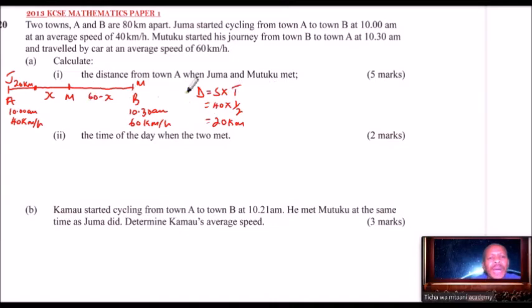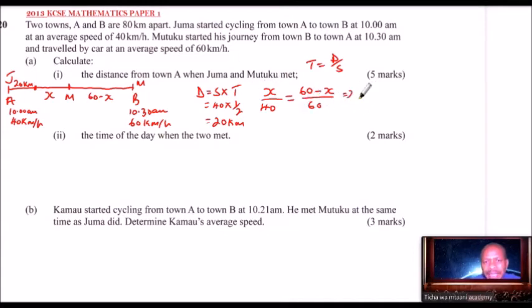So how do we get time? We normally say time is equal to distance over speed. Since the distance covered by Juma to where they met is x, you divide by the speed, which is 40. It is the same as the distance covered by Mutuku, that is 60 minus x, divided by the speed, which was 60 kilometers per hour. Once you get x, then you'll be able to work it out. So here you cross multiply.